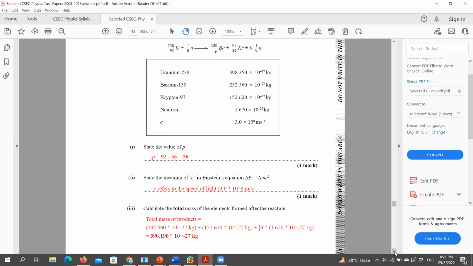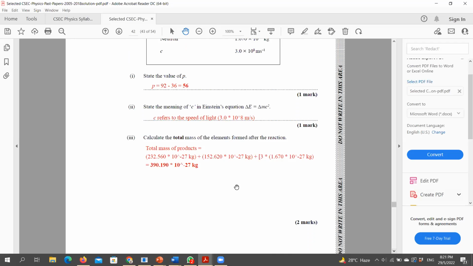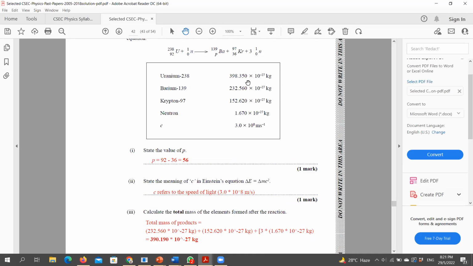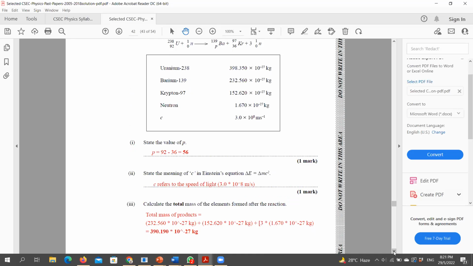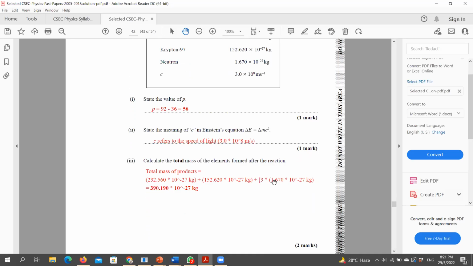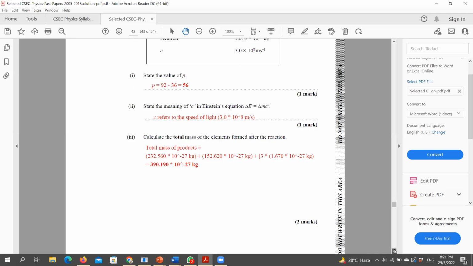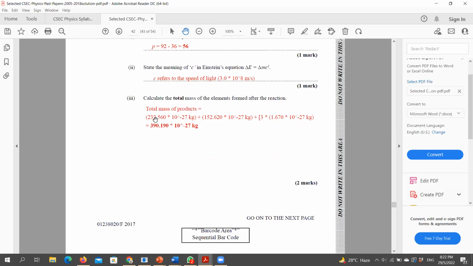So, calculate the total mass of the elements formed after the reaction. The total mass, we add all of the masses for the products. These were given in the table. So the products are barium, krypton, and 3 neutrons. So we have to multiply the mass of the neutron by 3, and then add that to the mass of the barium and the krypton. And get 390.190 times 10 to the minus 27. Notice that we do not round off the values.